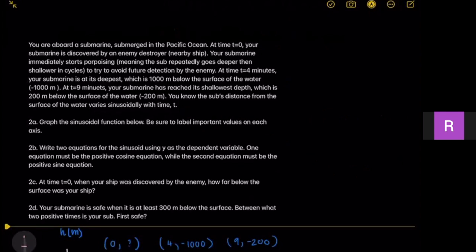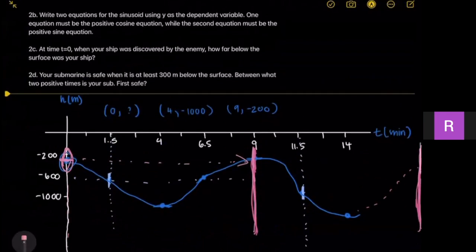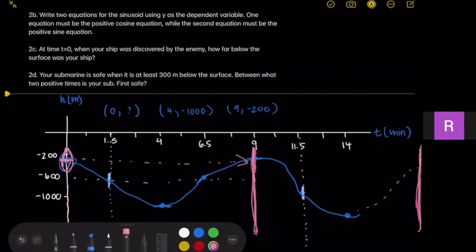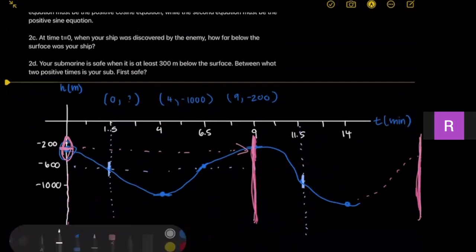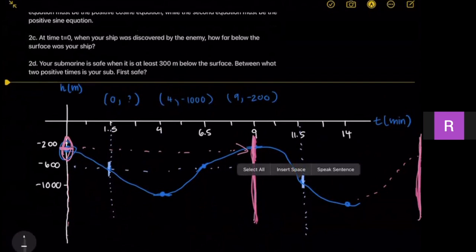So question D asks, the submarine is safe when it is at least 300 meters below the surface. Between what two positive times is your submarine first safe? So we need to figure out when the submarine comes down to negative 300, which is probably going to be sometime around here, and then comes back up to 300, which is probably going to be sometime around here.